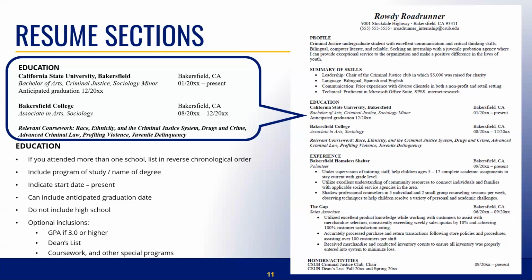You will also include your date spans, meaning the month and year that you began at the university, -present since you are a current student at the university. If you know your anticipated graduation date, it is recommended to include that information on your resume. This gives the reader an idea of how far away or close you are from graduating, and you can include the month and year that you anticipate to graduate. If you don't know this information, it is okay to leave it out of your resume.